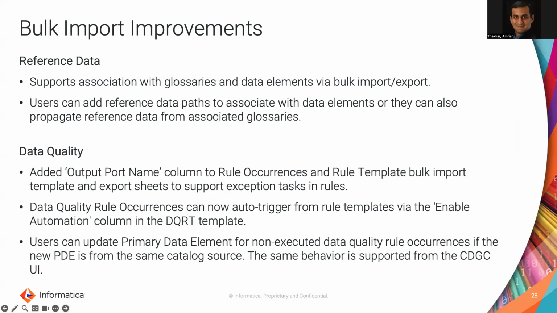And then on the ability to change the primary data element, we have made one enhancement to that, which is you will now be able to change primary data elements for the rule occurrences if the rule occurrence itself has not been executed. And the new data element has to be from the same catalog source, right? So you cannot pick a data element from a completely different catalog source, but you will be able to update it if it is within the same catalog source, given the rule has never been executed so far.